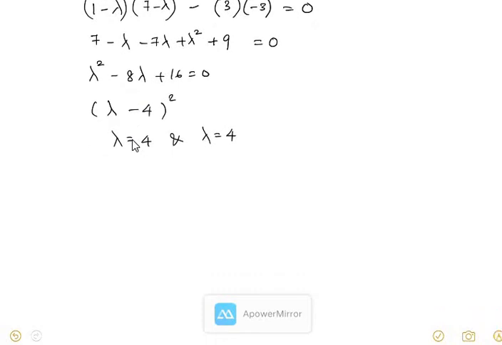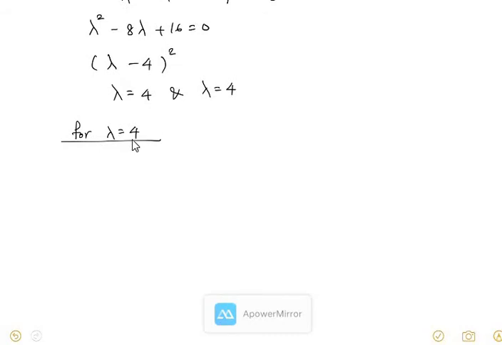So now we have to find the eigenvector for lambda equal to 4. So we substitute the value of lambda. So 1 minus 4, 3, negative 3, 7 minus 4.